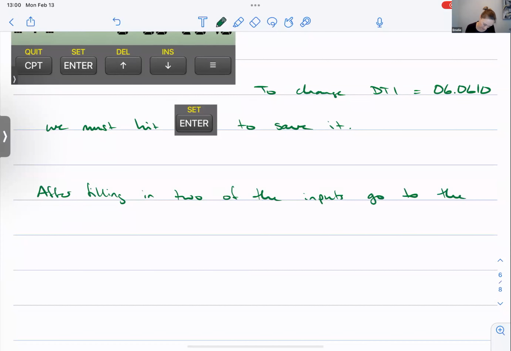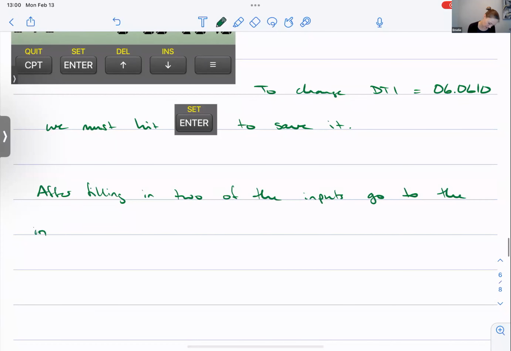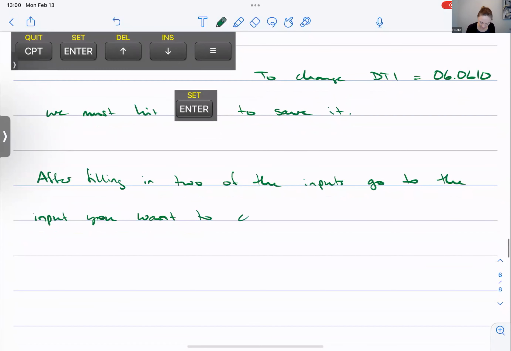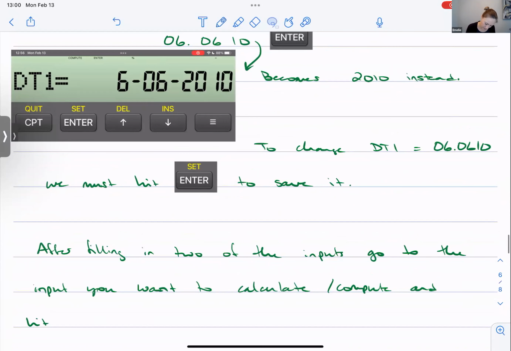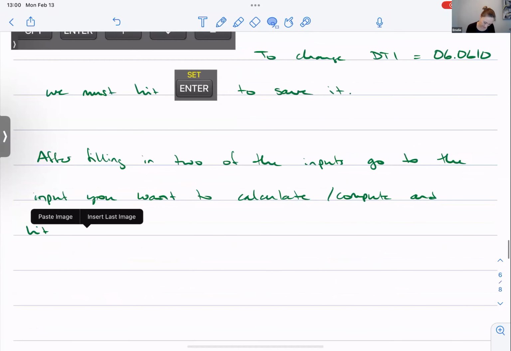Go to the input you want to calculate or compute, and hit this guy. Compute. CPT.